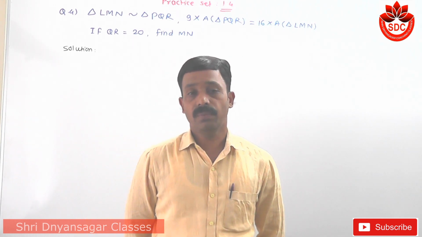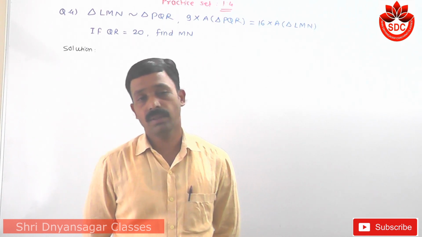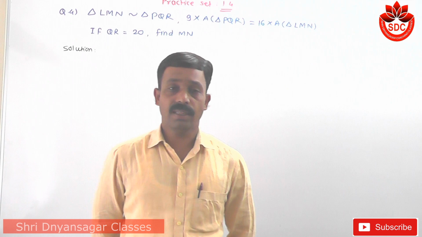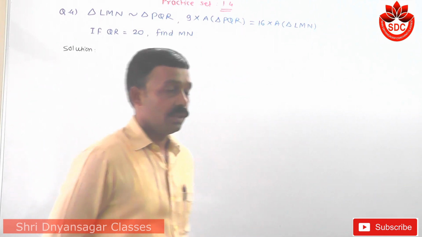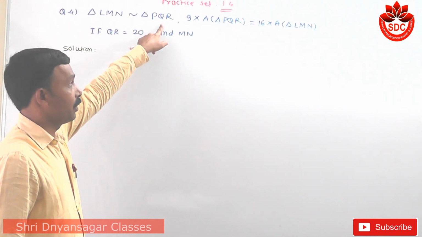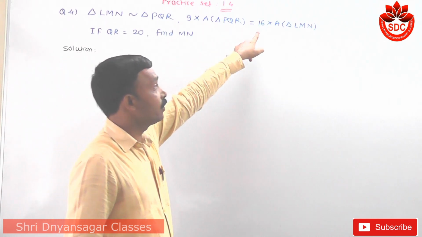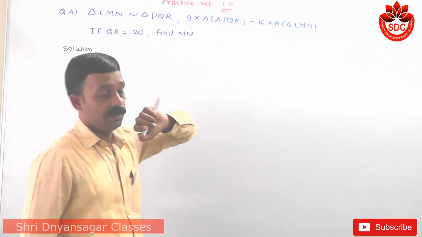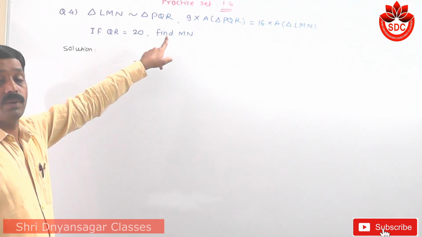Today we will look at the next examples from Practice Set 1.4. The first question of today, question number 4, is: triangle LMN is similar to triangle PQR. 9 into area of triangle PQR is equal to 16 into area of triangle LMN. Here QR is given. You have to find MN.